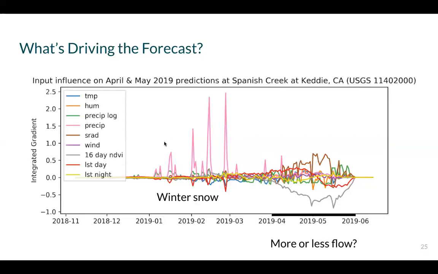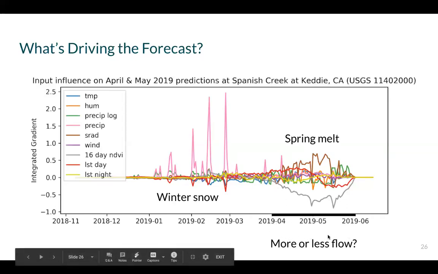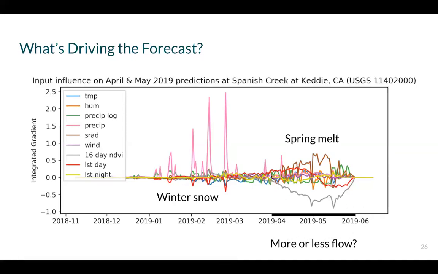We can then look at what's happening in the springtime, concurrently, at the exact same time as the output that we're looking at. The dominant line we see here is this brown line that's having a positive influence, and that is SRAD, or solar radiation, which is the total amount of sun beating down on the earth. What we're seeing there is the sun melting this snow.